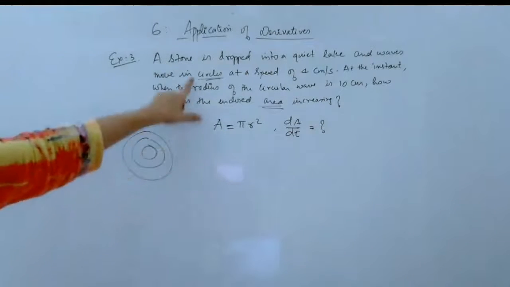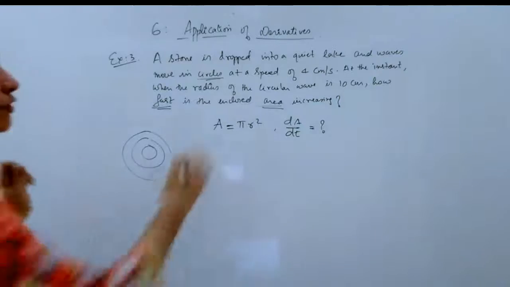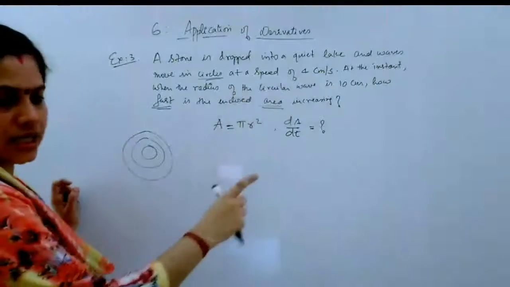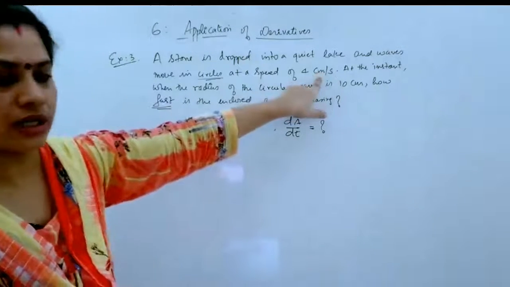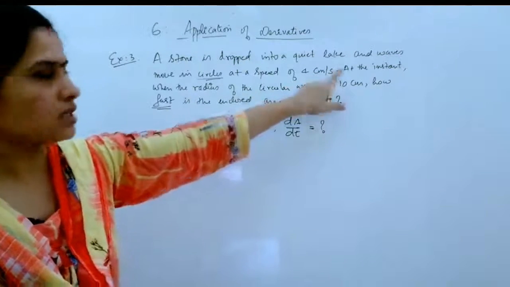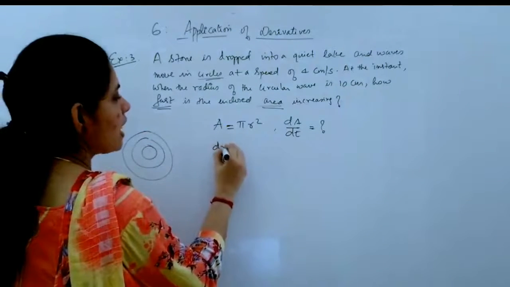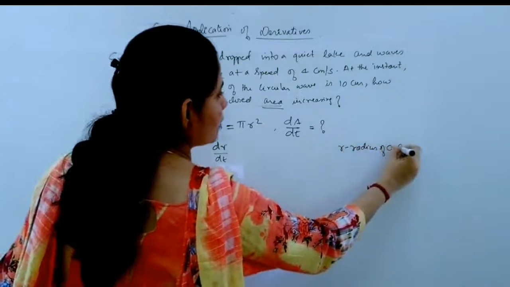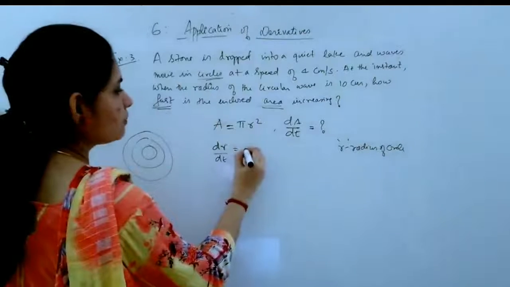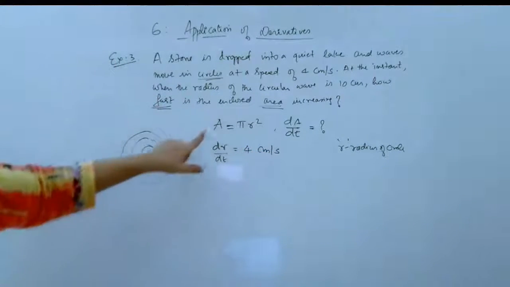Okay, now what all are given? Stone is dropped into a lake and waves move in circles at a speed of 4. Waves move means what is the change that is happening here? The radius is changing. You can just see the unit, it is centimeter per second. So centimeter means it is for radius and it is with respect to time changing. So the thing given is dr by dt if you are taking r as the radius of the circle. If r is the radius of the circle, then you have been given dr by dt, which is 4 centimeter per second.